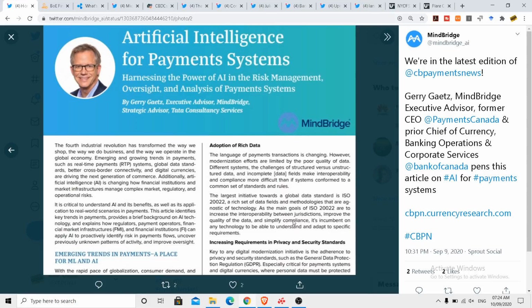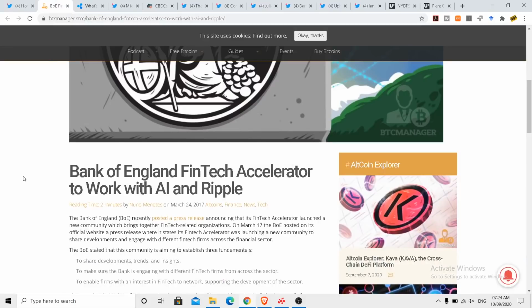Even though Swift is delaying this, automatically this is going to change real-time payment processing. Now, back in 2017, this was really happening even back then. Say, Bank of England fintech accelerator to work with AI and Ripple.